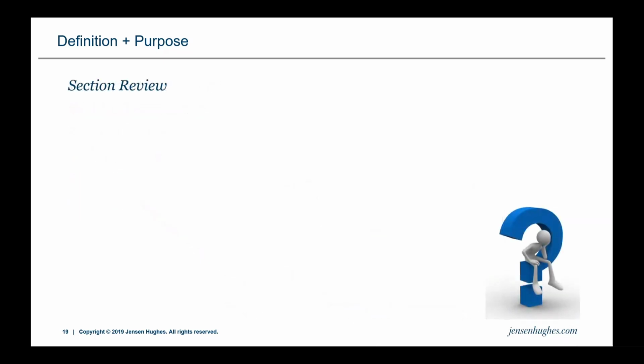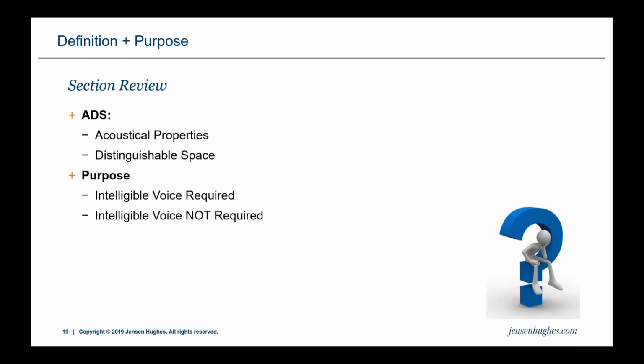Well, let's review our first section here. First of all, remember our definition of an acoustically distinguishable space. It's made up of two things: the acoustical properties that are common to the space, and that it's a distinguishable space. There's some kind of definition that we've given to the space or spaces that make it up. We have to remember the purpose. The whole purpose of defining an ADS is where we are going to provide intelligible voice and where we are not going to provide it, or we're going to provide some lesser form of intelligibility.